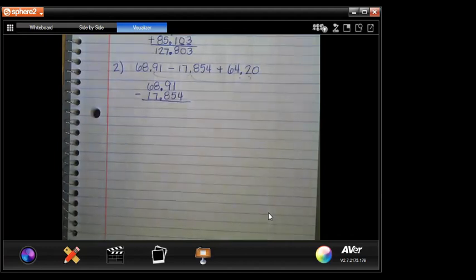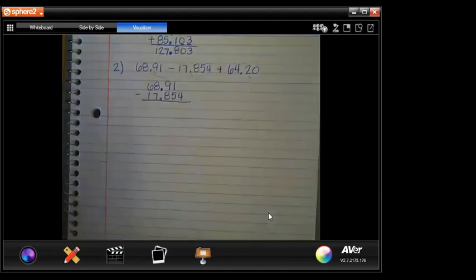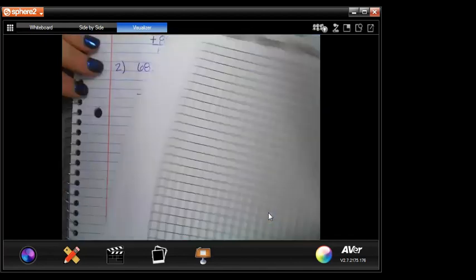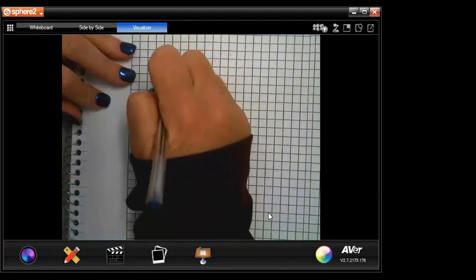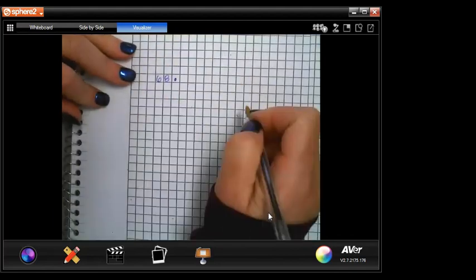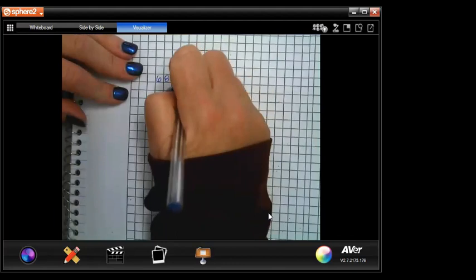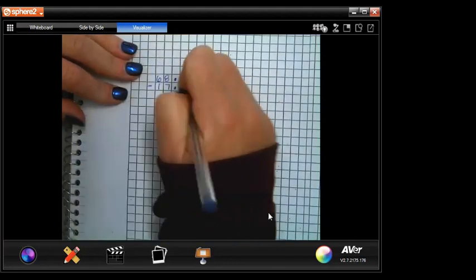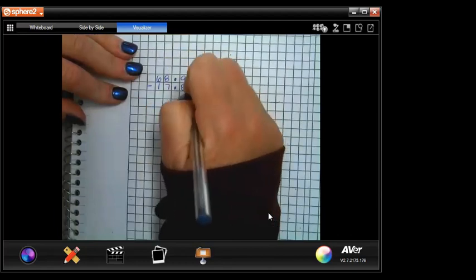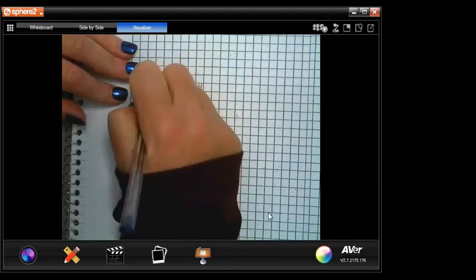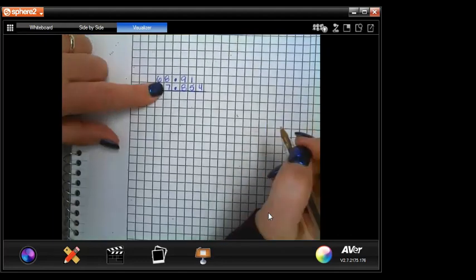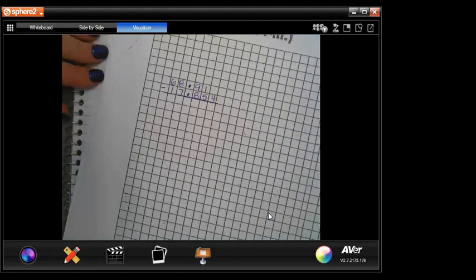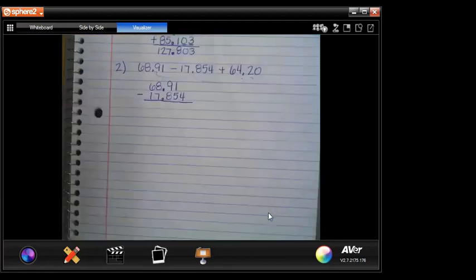Okay. I'll show you on the next problem how graph paper is so awesome. Well, I'll just show you really quick. So if we have 68, here's my decimal point, 91 minus 17 decimal point. The nice thing about graph paper is it keeps all of your place values lined up. So if you have graph paper, I would use it. It will help keep you super organized.